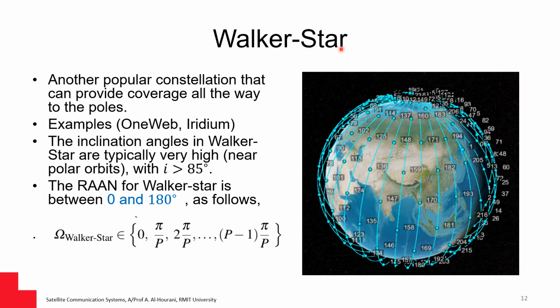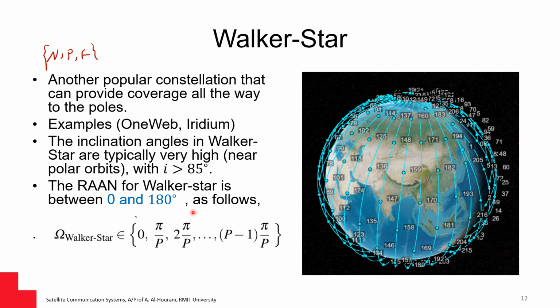Walker star is quite similar to Walker delta, except that the orbits typically have very high inclination, that is, they are near polar orbits. You see these orbits here are near polar, meaning they're near passing to the pole. When you generate this constellation, it's also described as N, P, F, which we already discussed these parameters.